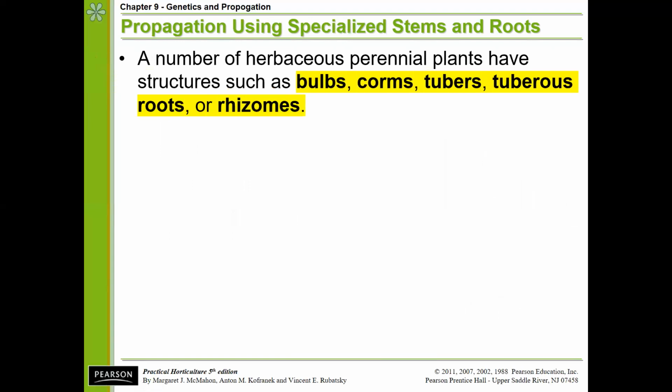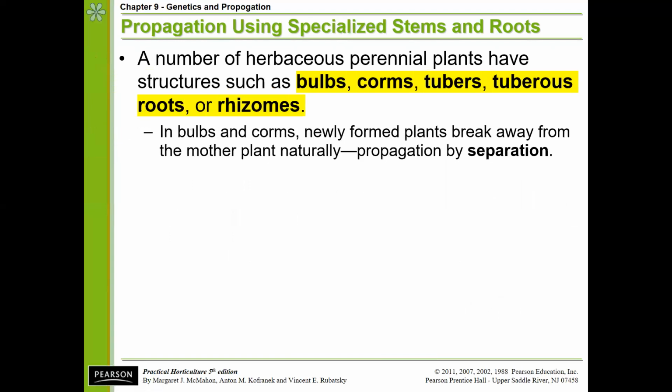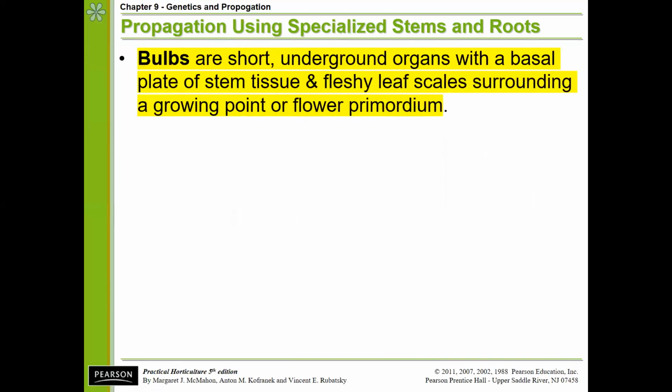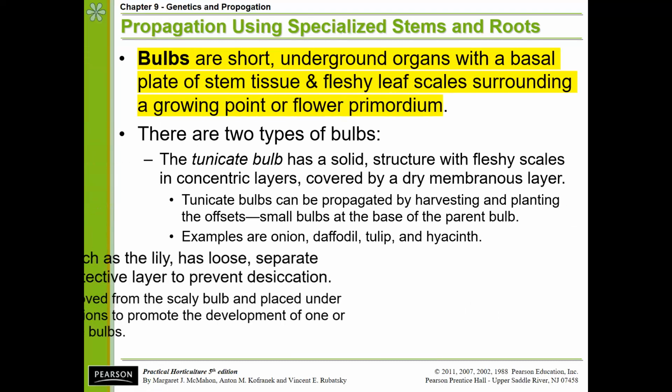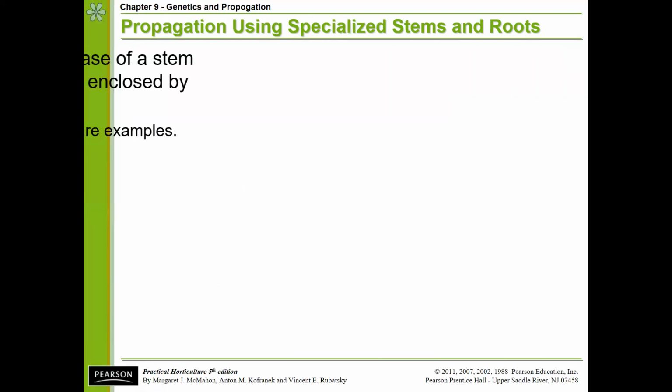A lot of plants, especially herbaceous perennials, have their own unique structures that they naturally form, and you just have to separate them in order to propagate them. Things like bulbs, corms, tubers, tuberous roots, and rhizomes. We have separation, which is just the natural pulling off of, in the case of bulbs, little bulbils. In other cases, we have actual division. That's the mechanical separation, actually cutting the roots. I'll skip over the types of bulbs there.